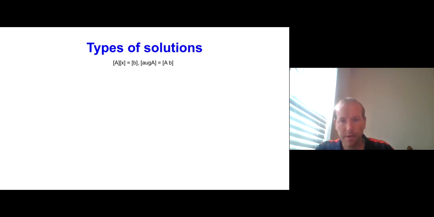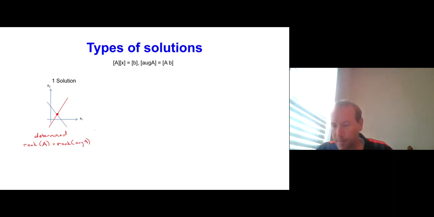So first, to remind you, the augmented matrix, augmented A, is A concatenated with b. And so first off, this is what we expect to happen, that the two equations cross each other at one specific point. And we call this a determined system. And so that's when the rank of A equals the rank of the augmented A equals n.